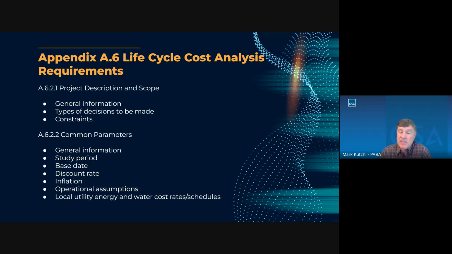Okay, the life cycle cost analysis should include general information, the types of decisions to be made, and the constraints. And then the common parameters of the LCCA should be provided, such as the study period, base date, discount rate, inflation, operational assumptions, and most importantly, the local utility, energy, and water cost. You need to get the rate schedules from the local utilities. That's very important so that we get an accurate cost for the energy cost for the project.